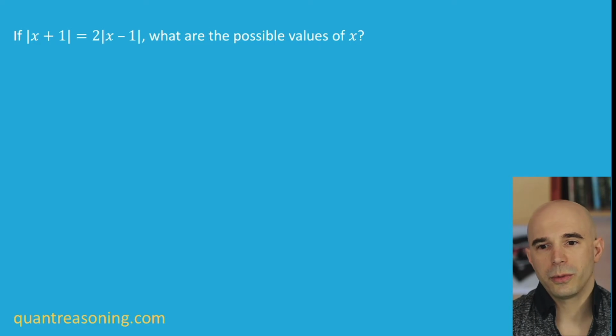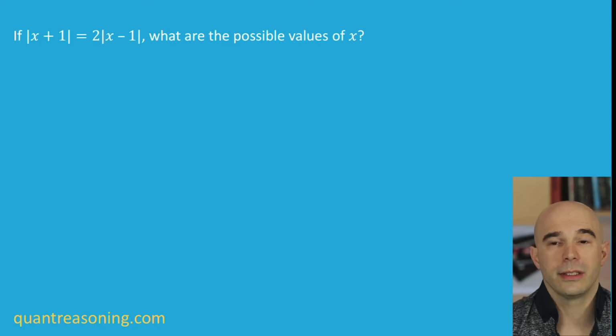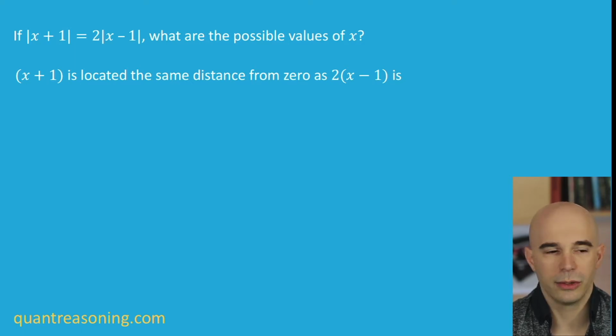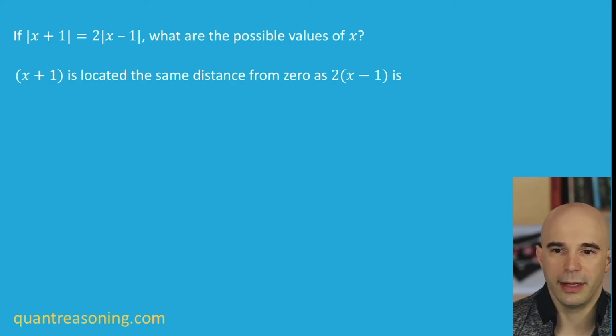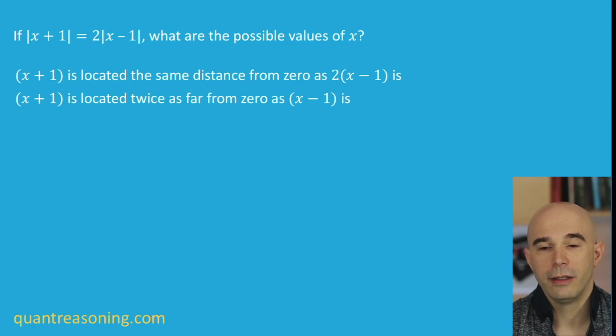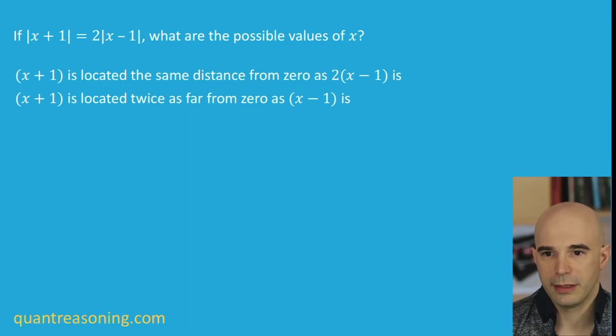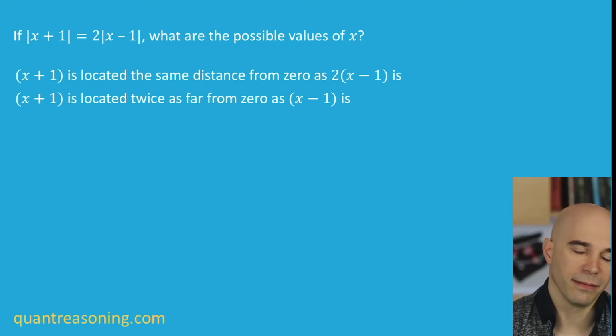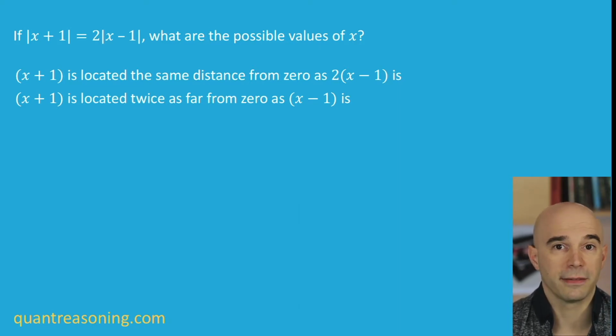Okay, so the approach that we're going to use here involves translating the absolute values into English, into distances from 0. So the first step would be to say the following. The left-hand side, |x + 1|, is located exactly the same distance from 0 as the right-hand side, which is 2 times |x - 1|. Now, we could rephrase that again and say that x + 1 is located twice as far from 0 as x - 1 is, because of this factor of 2 that we have in the previous sentence. So if something is equal to 2 times something else, then the first thing must be twice as big. In this case, twice as far.